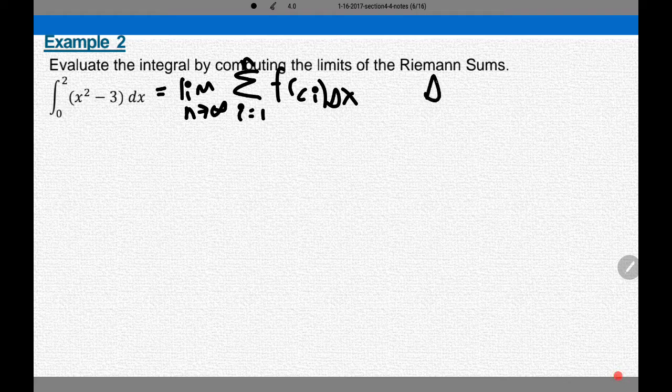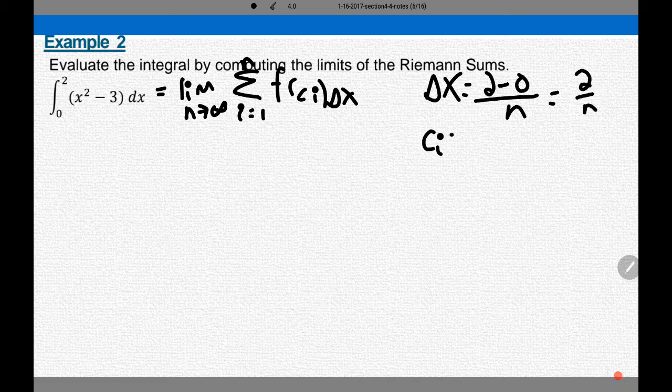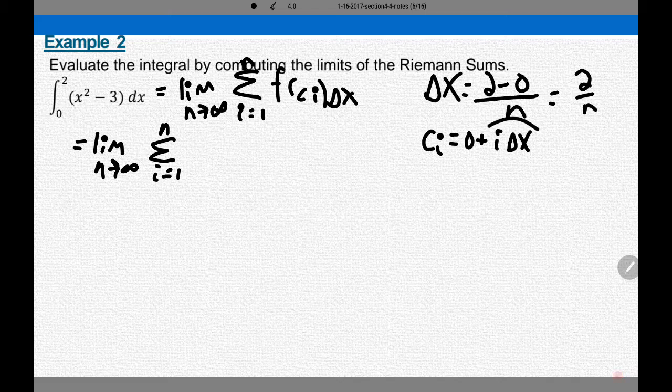In this case, my delta x is going to be going from 2 down to 0, so 2 minus 0 over n, so it's 2 over n this time. My c i, my evaluation points, start at 0, and I add on an i delta x each time. So if I plug these things into my original function as I'm doing my limit, I'm going to put this in for x in my original function.